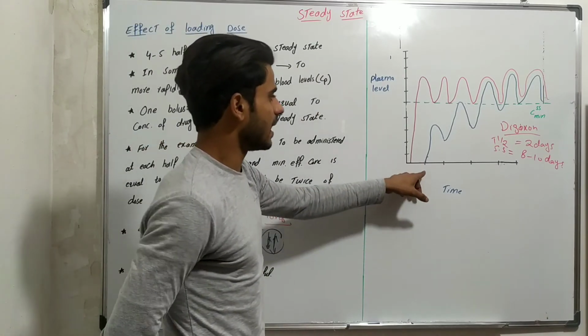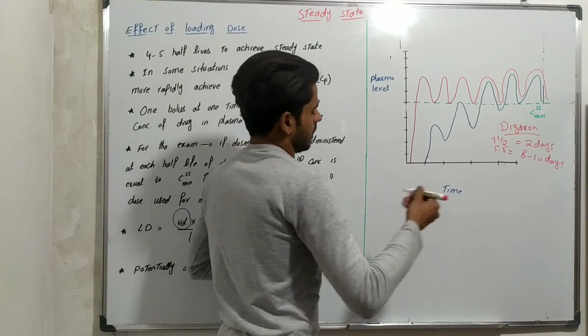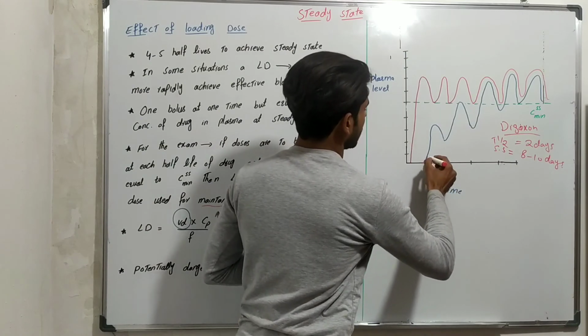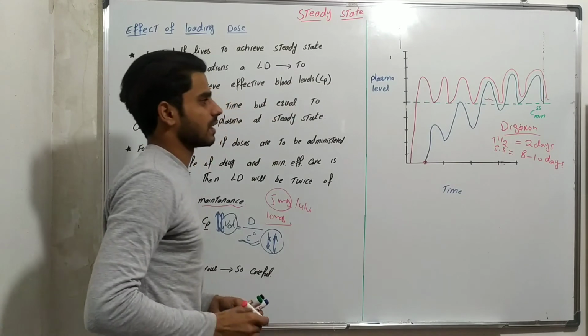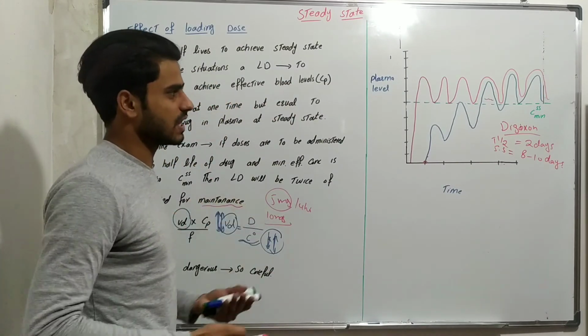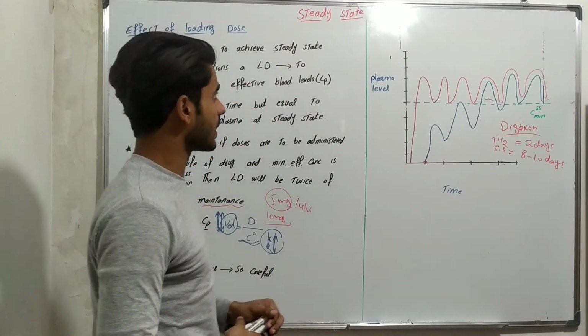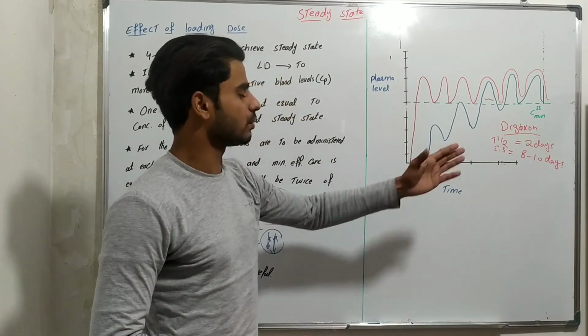In the same way, suppose we give some amount. Then after 4 to 5 half-lives, we will get this steady state plasma level concentration. We will get the steady state after 8 to 10 days.